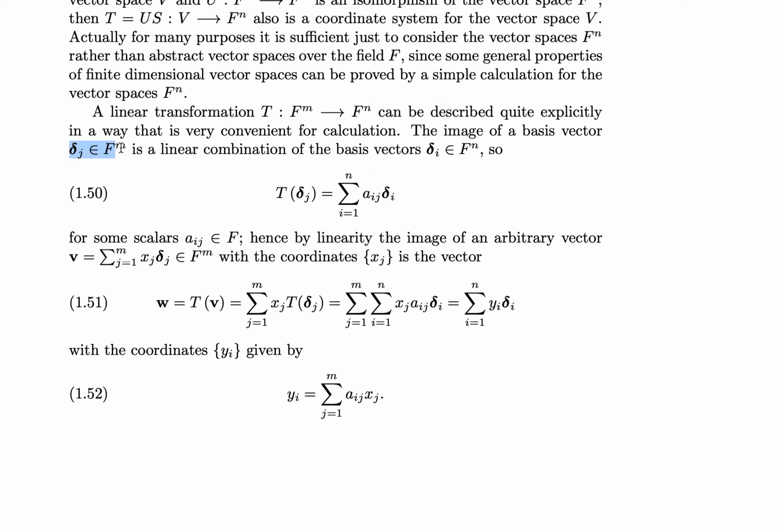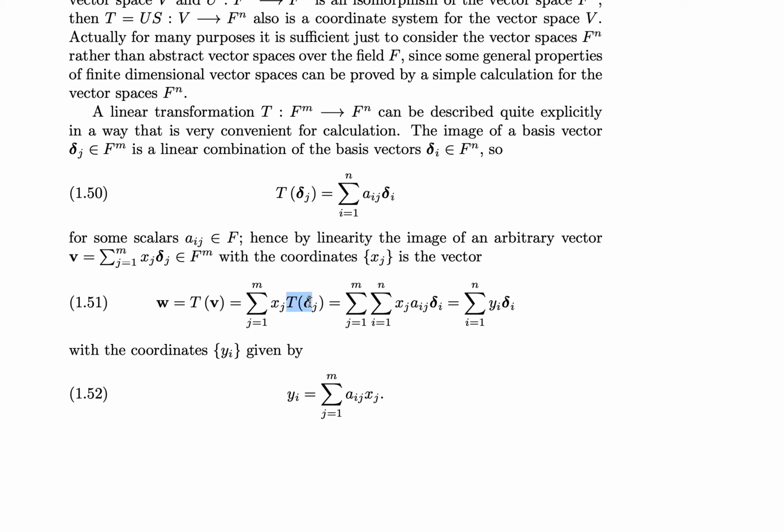The image of its basis vector delta_j within F^m is a linear combination of basis vectors delta_i in F^n, so that T of delta_j is equal to the sum, a linear combination of each of the delta_i's, for some scalars a_ij in F. Therefore, by linearity, we can write the image of an arbitrary vector v, a sum of x_j delta_j's within F^m, with the coordinates x_j, being the vector w is equal to T of v, is equal to the sum of x_j T delta_j, is equal to the double sum over j and over i of x_j a_ij delta_i.